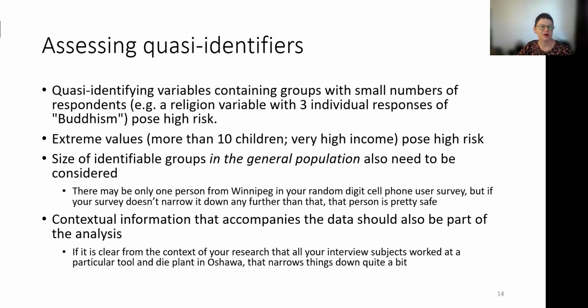You also need to think about the size of identifiable groups in the general population. You may only have one person from a particular city in your random digit cell phone user survey, but if your survey doesn't narrow it down any further than that, that person is safe. You also need to think about contextual information that accompanies the data. If it's clear from the context of your research that all of your interviewees do factory work in a particular town, that narrows things down quite a bit.